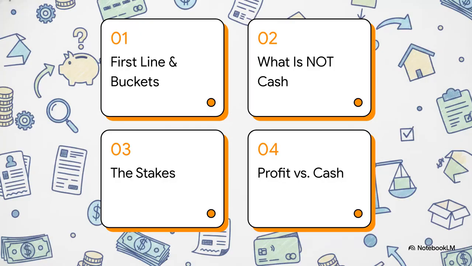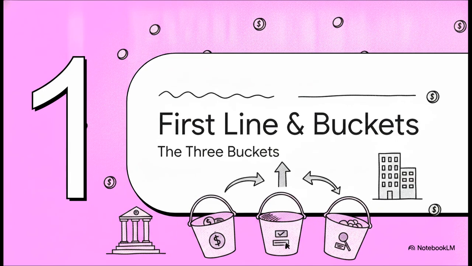So here's our roadmap for building out this foundational framework today. We're going to cover the first balance sheet line, the 3 specific cash buckets, what is not cash, the incredibly high stakes of accurate reporting, and we'll wrap up with profit versus cash. Section 1, the first balance sheet line and the 3 cash buckets.